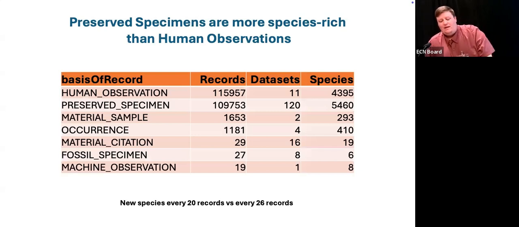One thing I might say, since I didn't have time: if we look at how these occurrences show up online, human observations, even though there are a lot more of them, are less species rich. It takes about every 26 records to get a new species on average, versus preserved specimens, where you get a new species every 20. I thought that was interesting, but I haven't quite figured out an angle to investigate that more. But anyway, thank you.